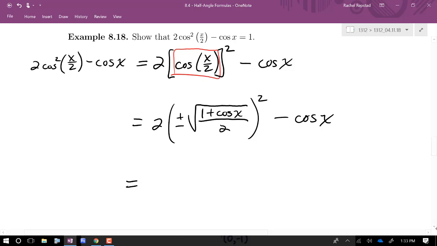Just like algebraically. 2 times 1 plus cosine x over 2. Yeah. Yep. And then minus cosine x.